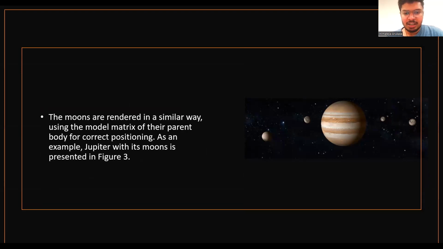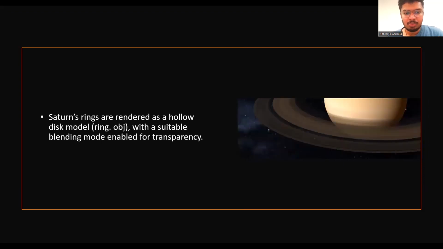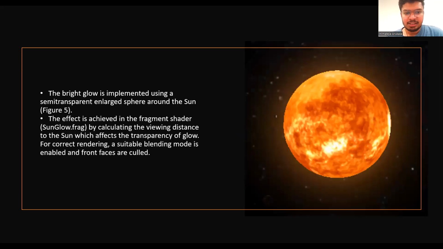We also implemented the rendering of Saturn's rings as a disk model using the ring.obj file and enabled a suitable blending mode for transparency. To achieve the bright glow effect around the sun, we used a semi-transparent enlarged sphere and implemented it in the sunglow.frag shader. The transparency of the glow is determined by the viewing distance to the sun. We also enabled a suitable blending mode and culled front faces for correct rendering.